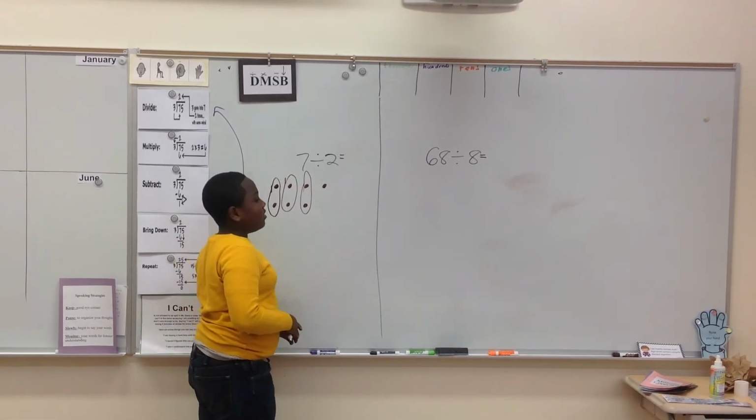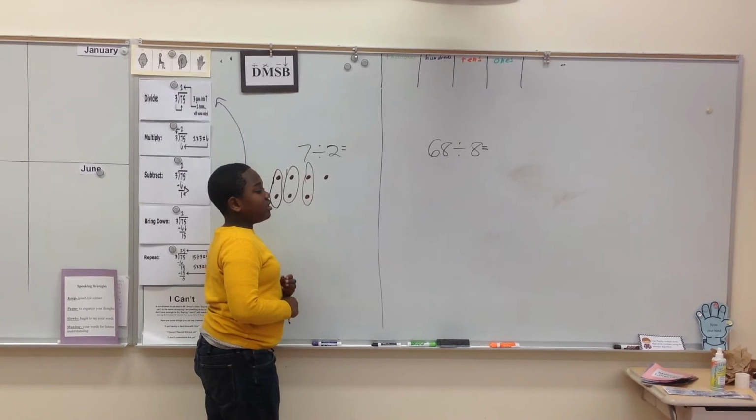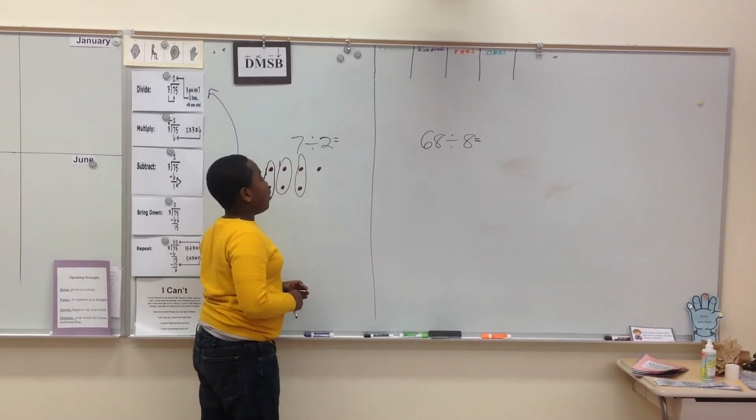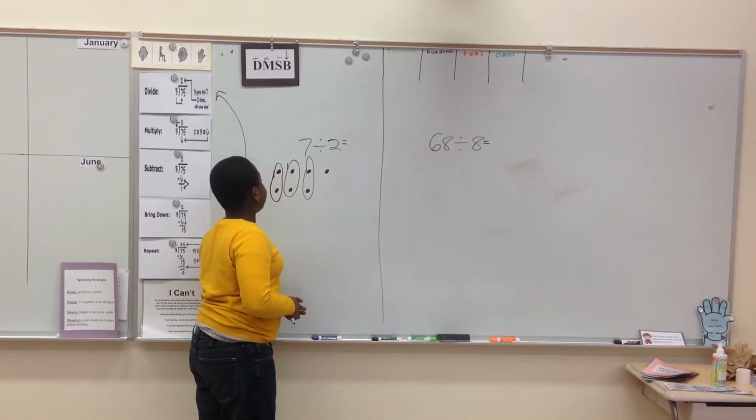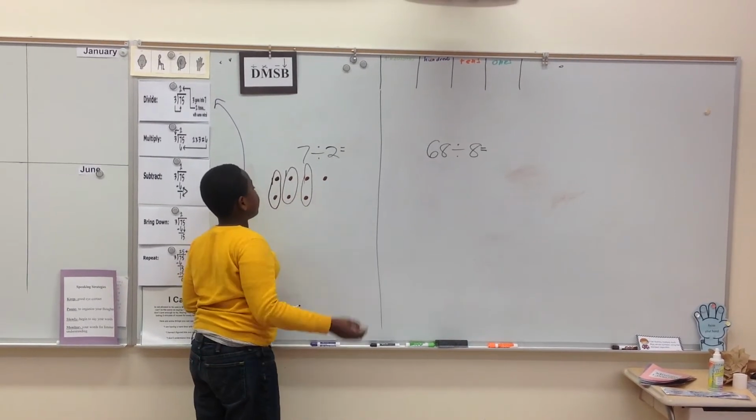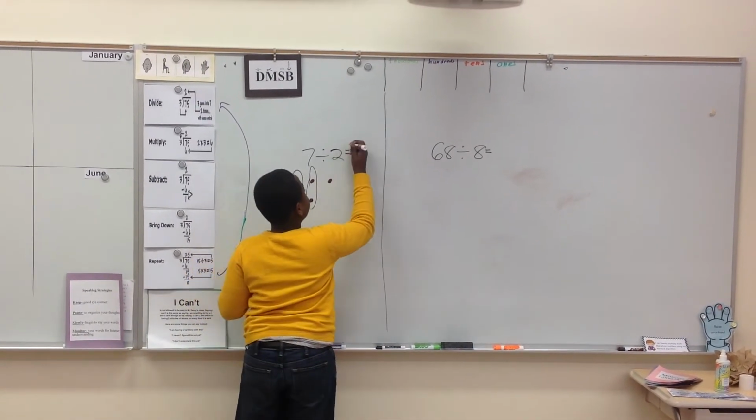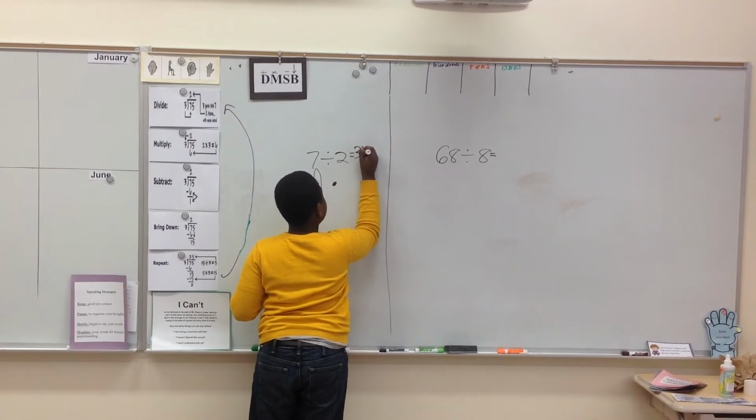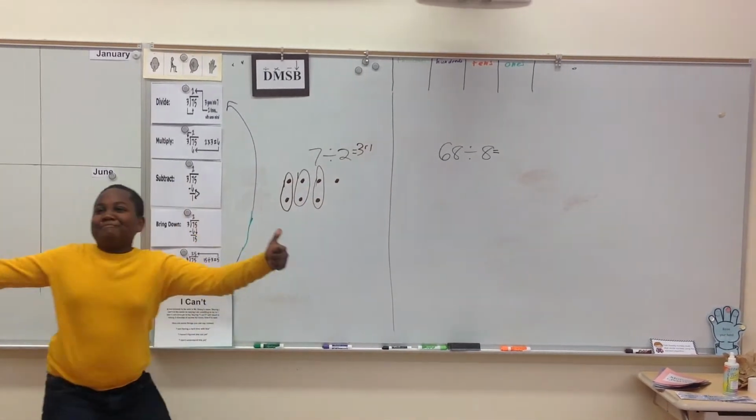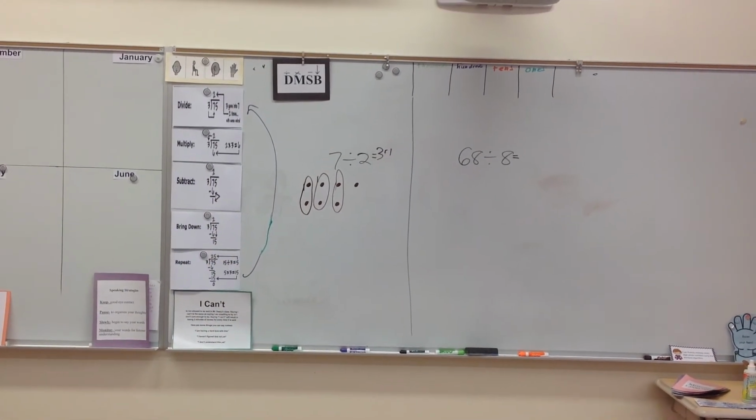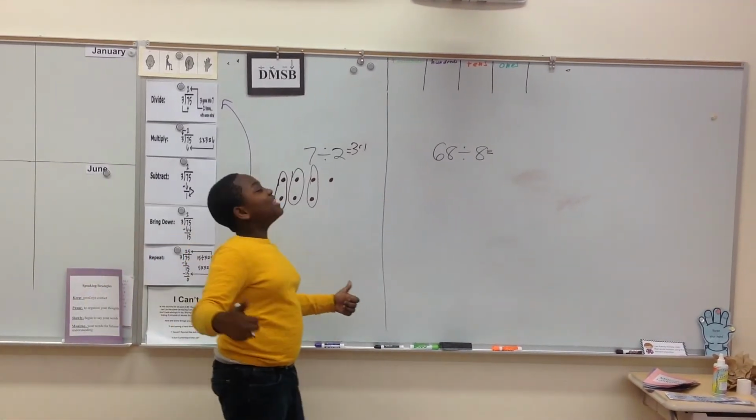Wait, so what are you going to do if you can't make another group of 2? So we circled 3 of them, and there were 2 groups of 2. So this equals 3, and with 1 left is remainder 1. Oh, so you just write it as a remainder? Yeah. Okay. Javid, what's the other one? How do you solve that one?